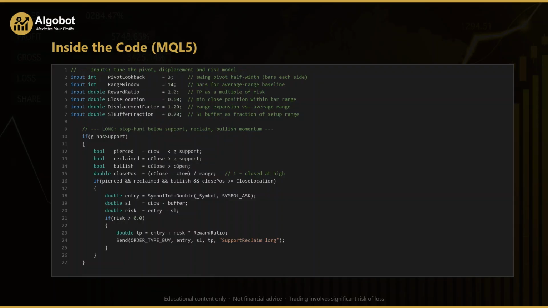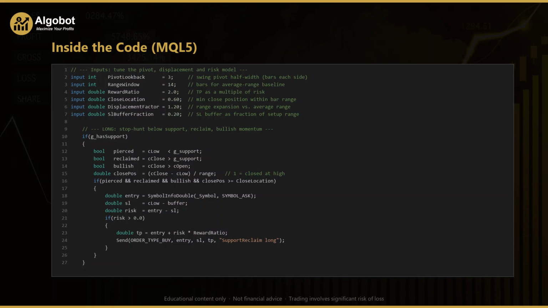Below the inputs is the long entry block. The code reads the closed candle's values, the open, high, low, and close that were captured earlier. It then builds four checks. Pierced is true when the candle's low dipped below support. Reclaimed is true when the close came back above support. Bullish is true when the close is above the open. And closePos measures where the close landed inside the range, where 1 means it closed right at the high.